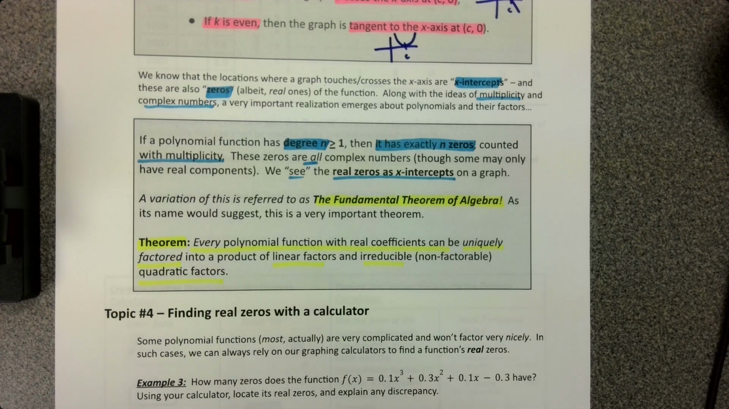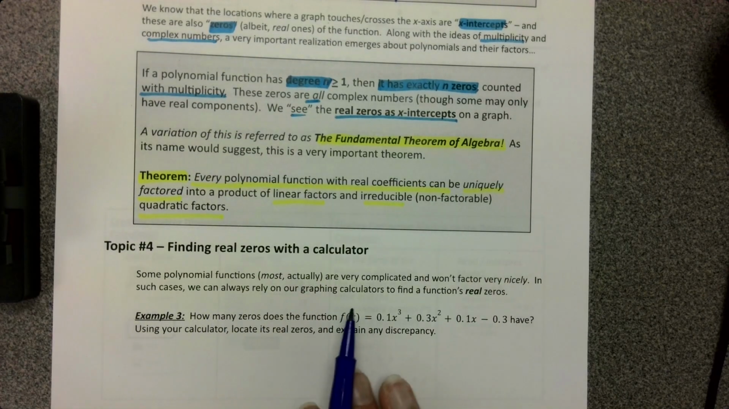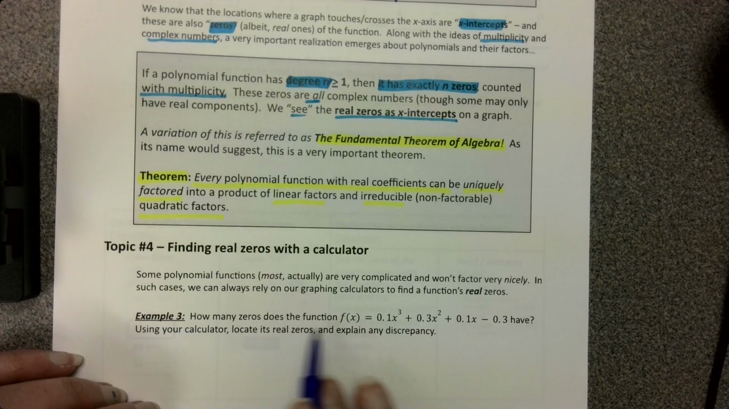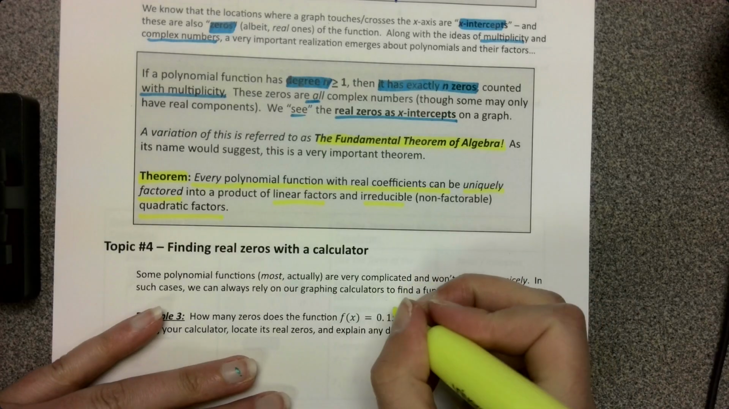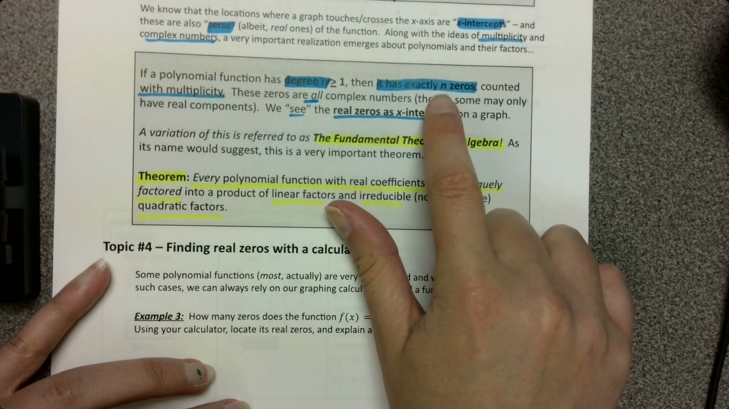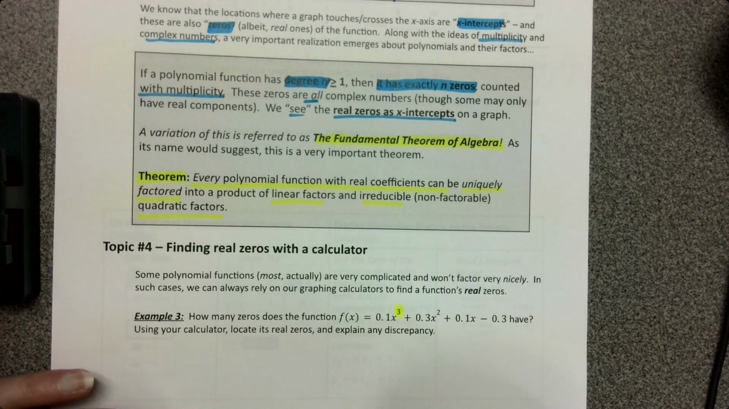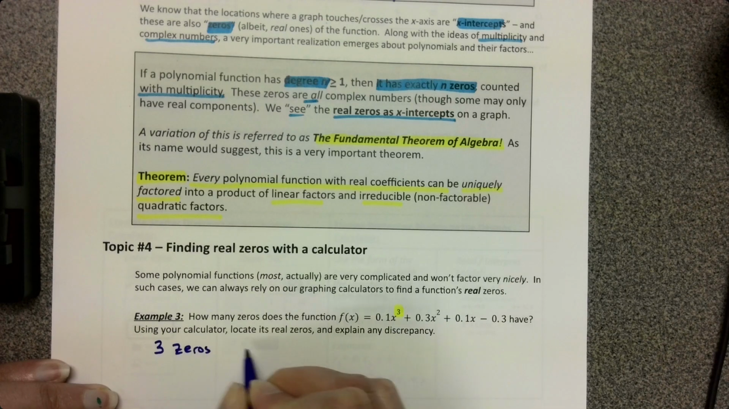In topic 4, we're going to find some real zeros with a calculator. Some polynomial functions, most actually, can be complicated and might not factor nicely. And in these cases, we can rely on a calculator to find the real zeros. First question is, how many zeros does this function have? Well, I can see that its degree is 3. And so it has got to have exactly 3 zeros, counting multiplicity, because it has degree 3.